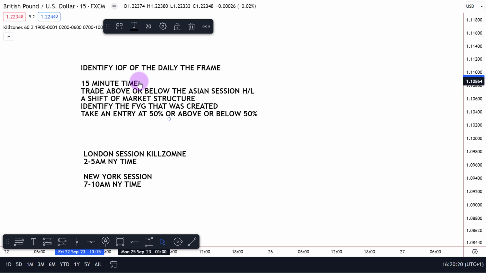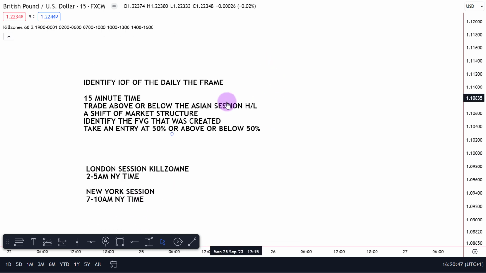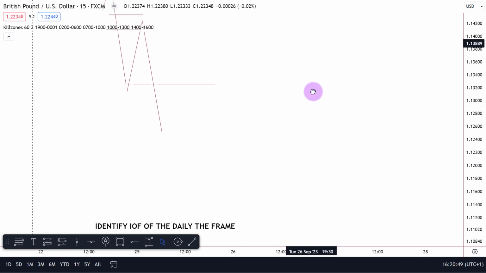Then we come down to the 15-minute time frame, and we are looking to see price trade above the Asian session high or low, and we are looking to see a shift of market structure, identify the fair value gap that was created, and take an entry at 50% or above or below 50% of that entire range that was created. That will be premium or discount, and this is going to happen at London or the New York session. All right, so let's quickly go to the daily time frame.